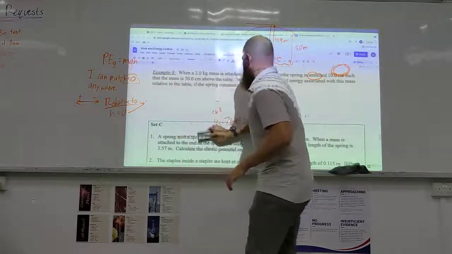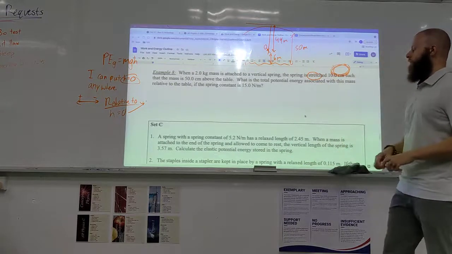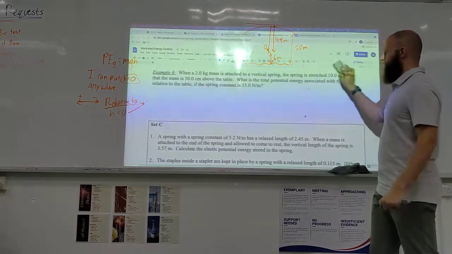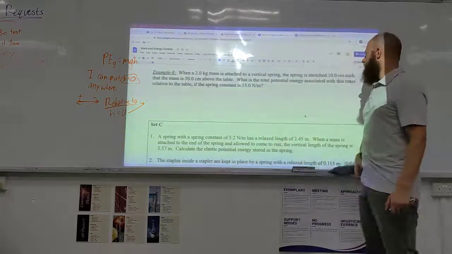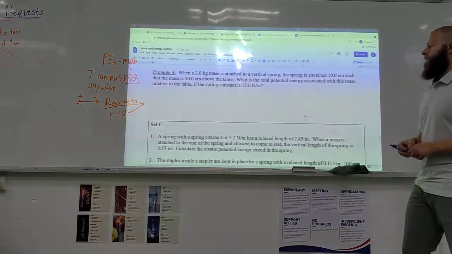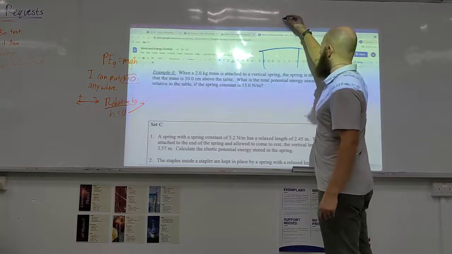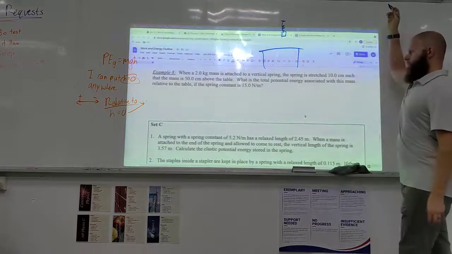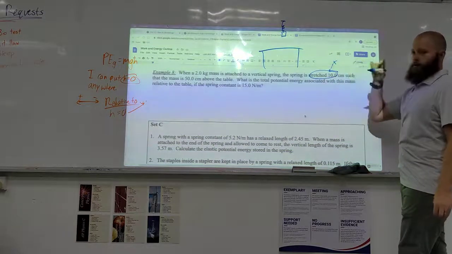Okay, so when a 2 kg mass is attached to a vertical spring, the spring is stretched 10 centimeters such that the mass is 50 centimeters above the table. What is the total potential energy associated with this mass relative to the table if the spring constant is 15 newton meters? So this would look something like I have my table here, and then I have this spring suspended from something. I have a block here, okay? So this would mean it's stretched, so this would be my x, okay?